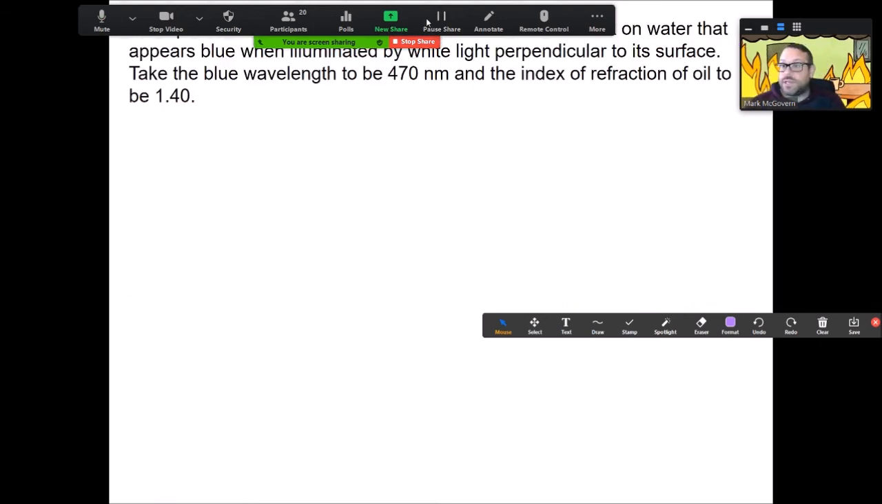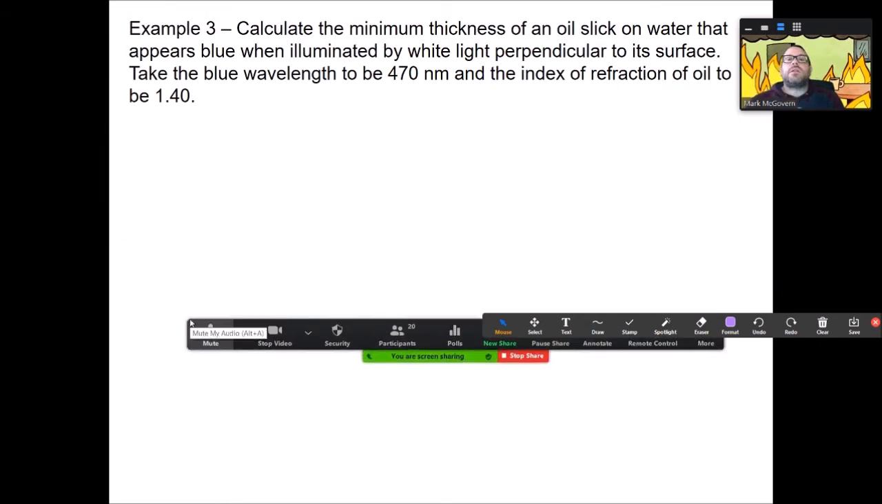All right, let's get right into an example here. Calculate the minimum thickness of an oil slick on water that appears blue when illuminated by white light perpendicular to its surface. White light, if you didn't know, is a mixture of all colors. So we'll take blue light to be 470 nanometers, and the oil's index of refraction is going to be 1.40. All right, let's jump into it.